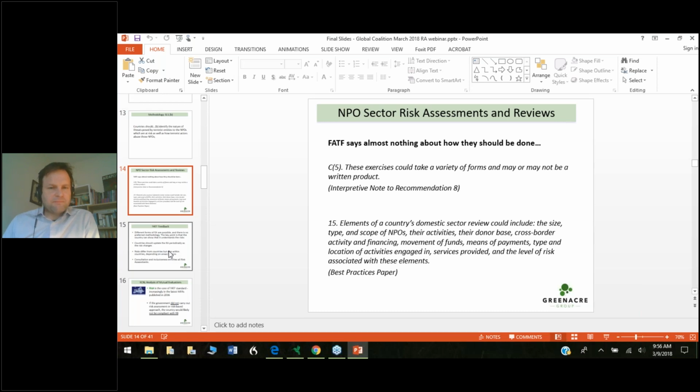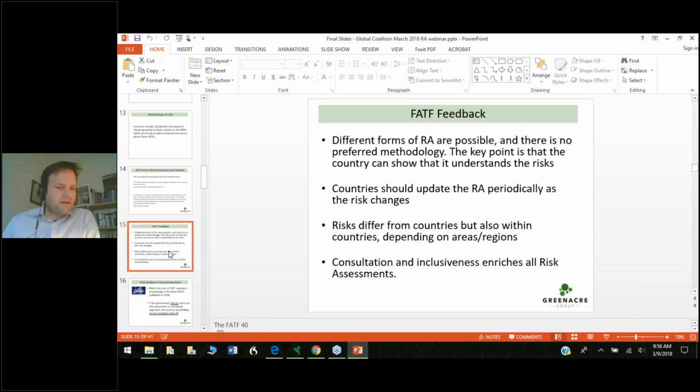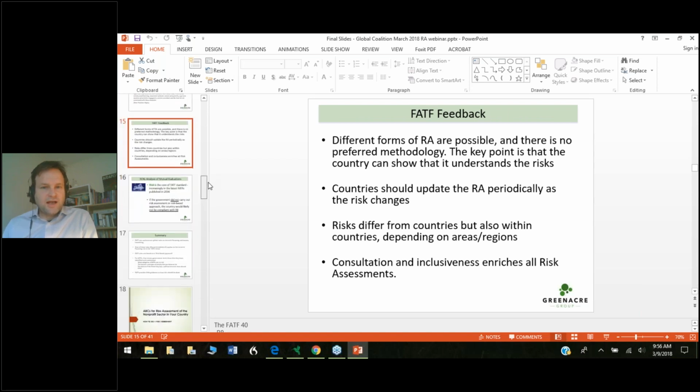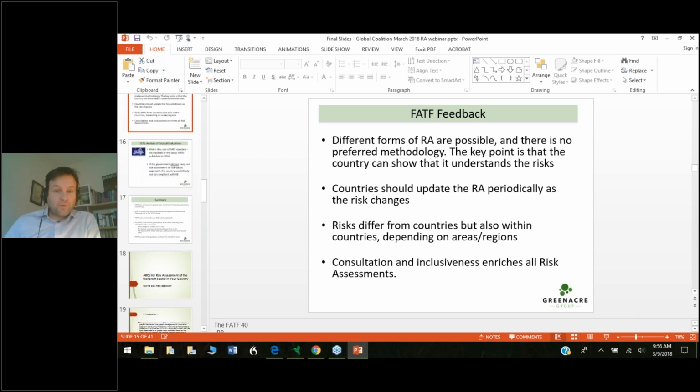However, there has been some guidance given by, or some feedback from FATF, which can be useful. If we go to the next slide, please. There was a FATF event in Vienna last year, and there was a side event where some FATF officials attended and gave some clarification on what they were expecting risk assessments to cover. These were the four main points that came out.